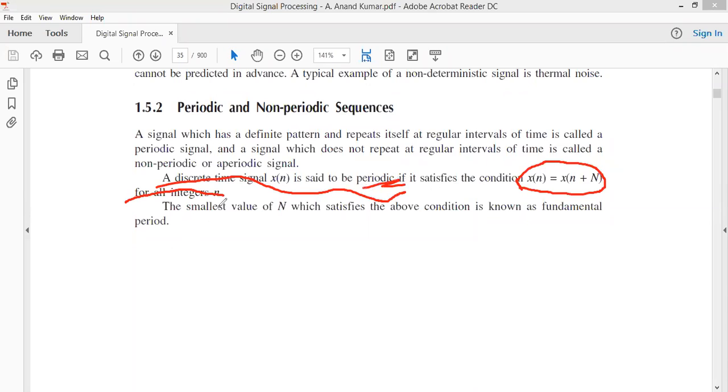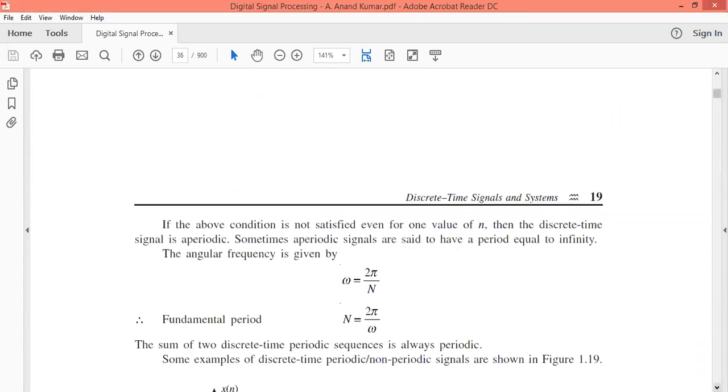Then the smallest value of N. If you take any periodic signal which is periodic with the period N, it is also periodic with the period 2N, 3N, 4N, like that. So the smallest value of N for which the equation x of n is equal to x of n plus N is satisfied, that value of N is called the fundamental period.